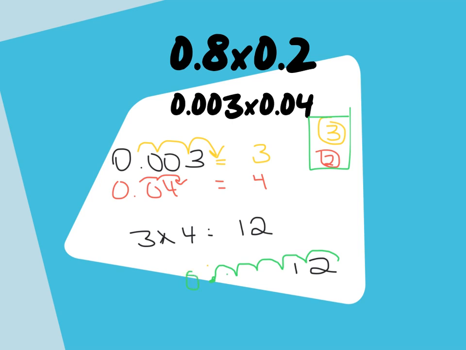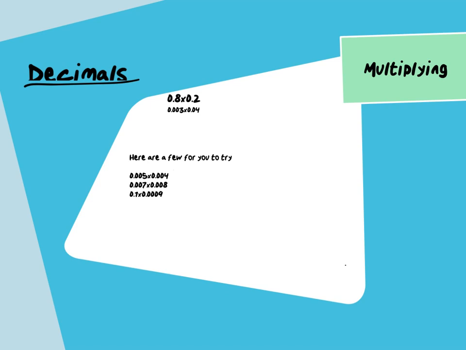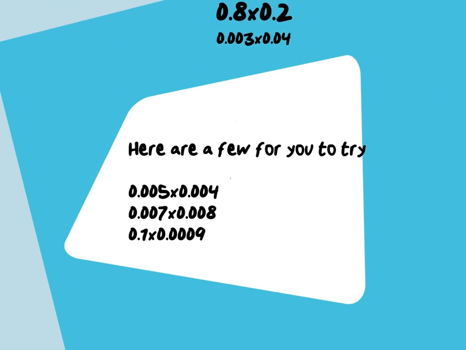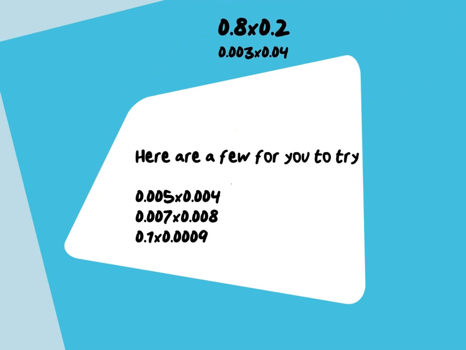We've got 0.00012. So our answer is 0.00012. So step by step. And here are a few examples for you to try.